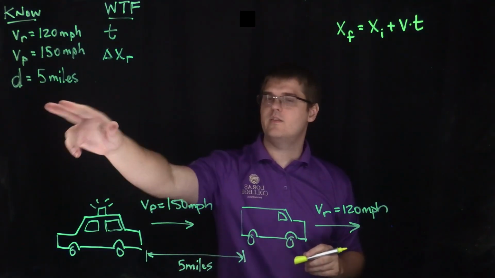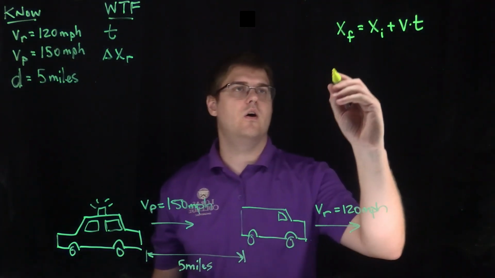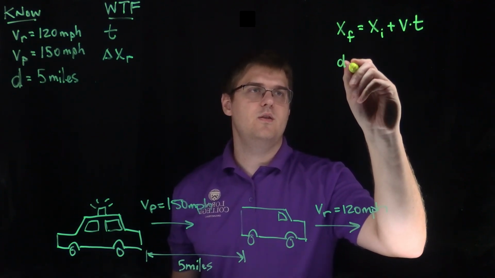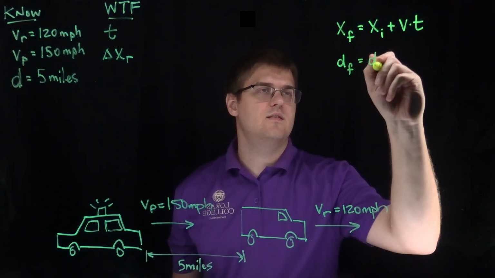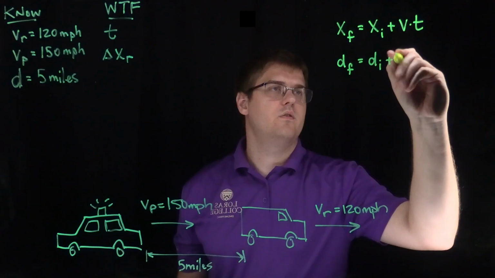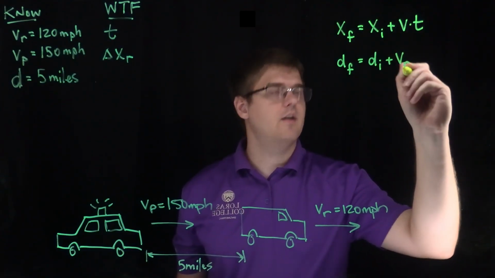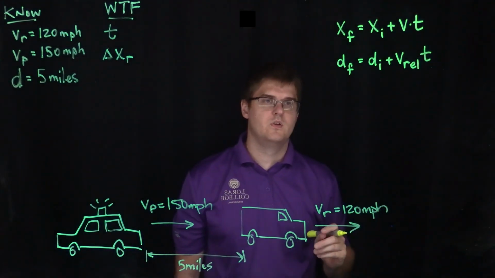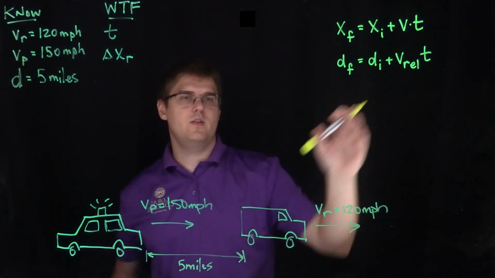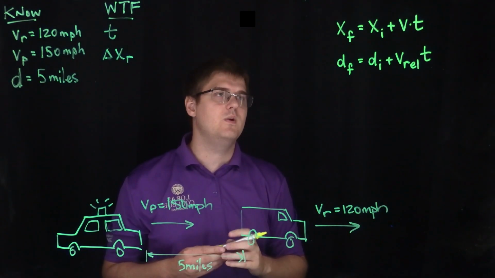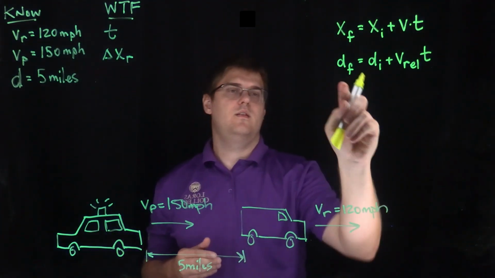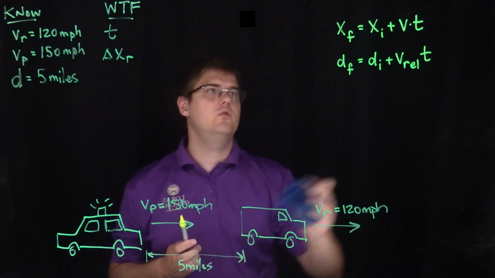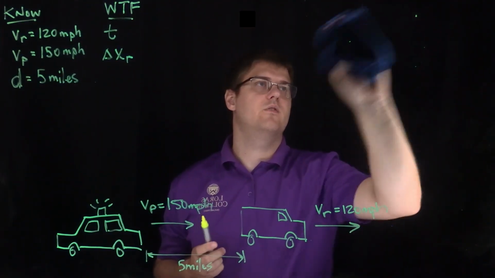We want to convert these x's, we're going to go ahead and call them distances. So the distance between them final is equal to the distance between them initial plus what we call relative velocity. I can't just use VR because I use that for the robber, times the time. So the velocity between them is the difference between their different velocities. This is how quickly this distance closes. So that is what we're trying to do. So we know that the first thing we need is this relative velocity.